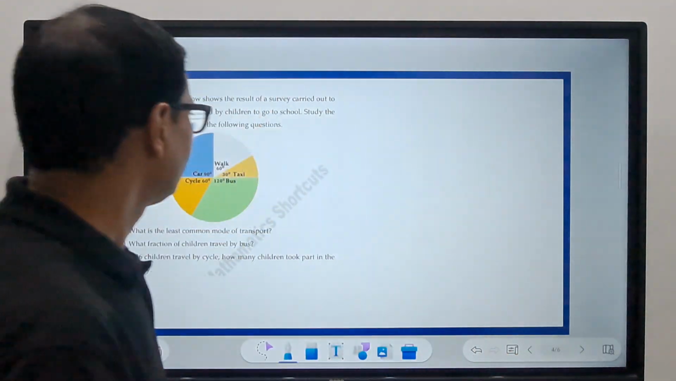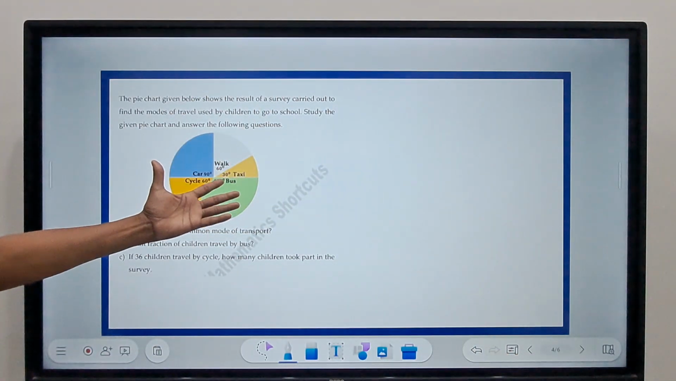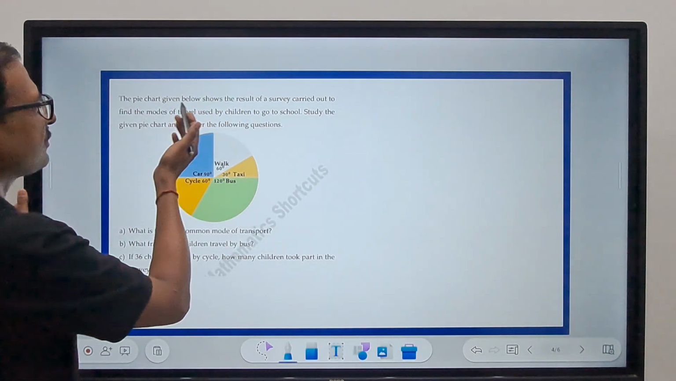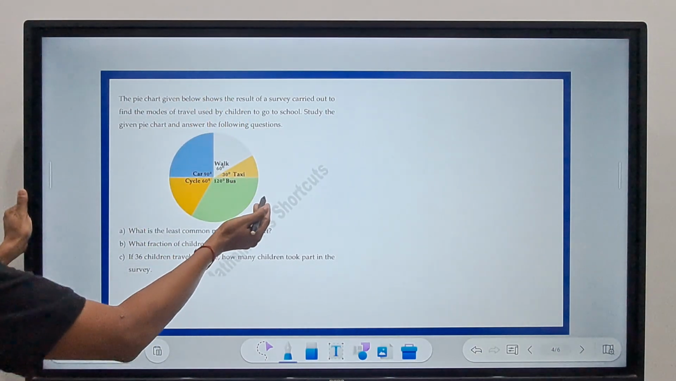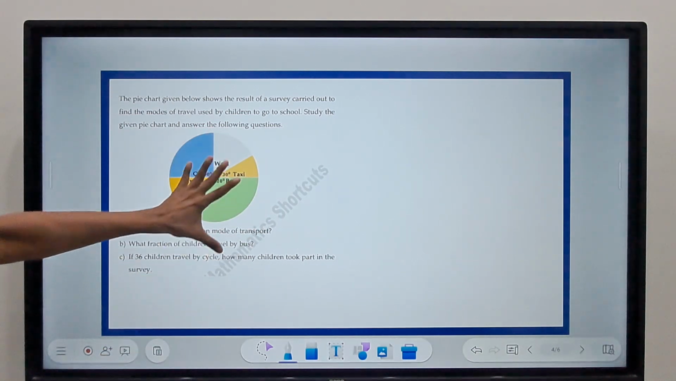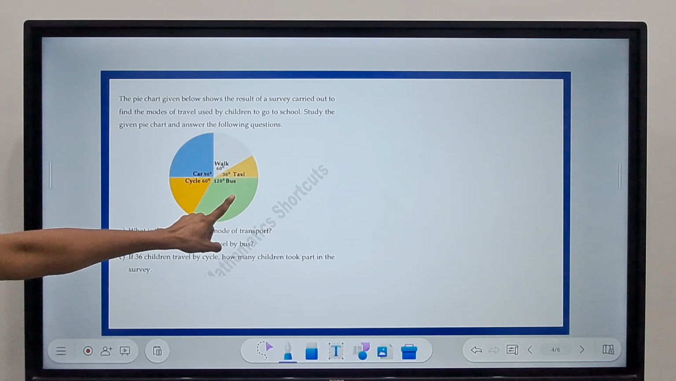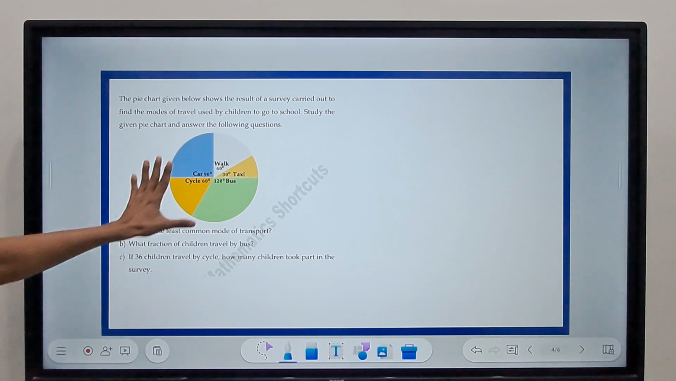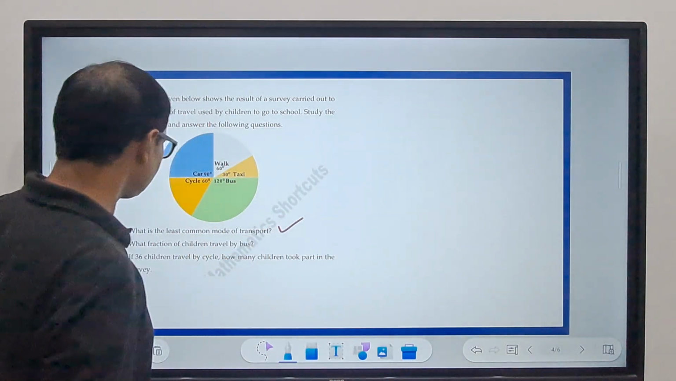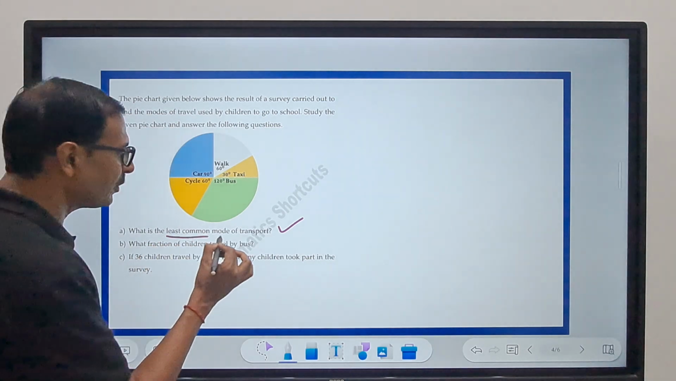Let's see a question where we are interpreting a pie chart. So here, this is obviously a pie chart which shows the result of a survey, to find out the modes of travel used by the children to go to school. So walking, taxi, bus, cycle and car. So we need to study this and answer some of the questions here. So look at the first question. It says least common mode.